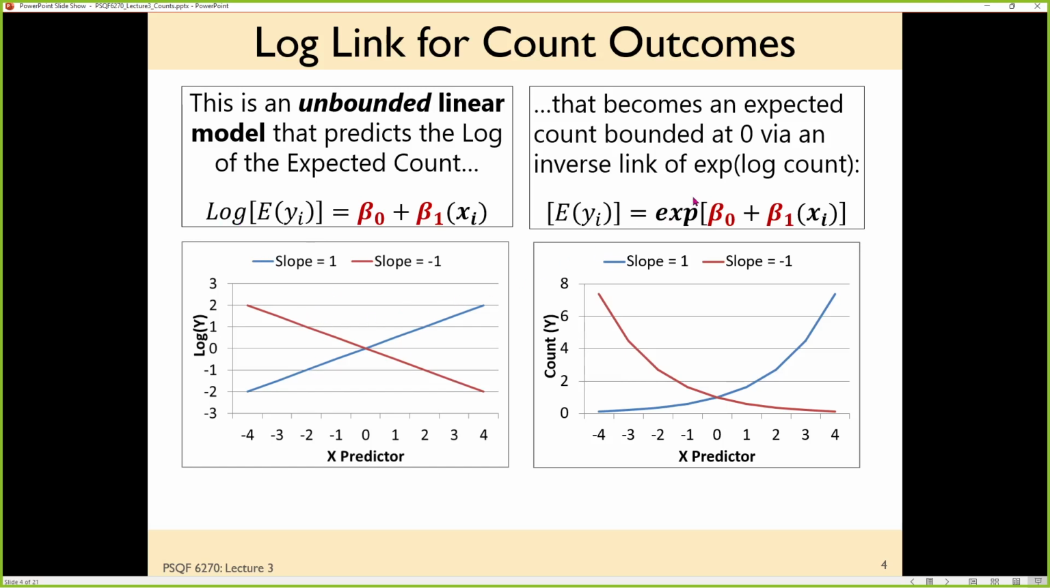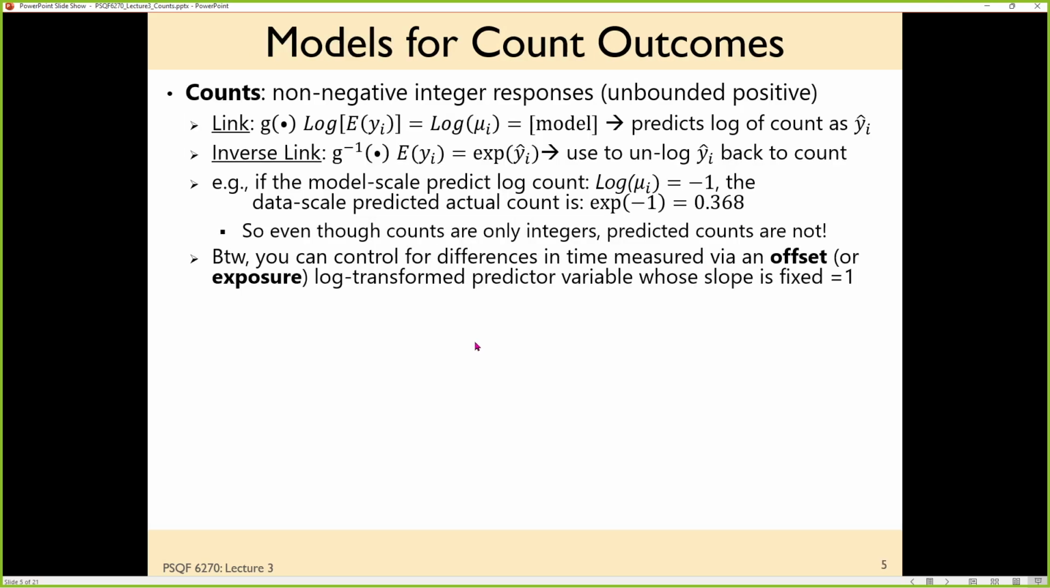If I back translate that predicted log count into the original expected count, it creates a slope that's bendy like this, that has this exponential shape instead. So the inverse link goes from log count back to expected count. The link function goes from count up to log count. So it's the exact same set of principles as Logit's, it's just that it's one level below a Logit because we don't have to take an odds first, not odds ratio.